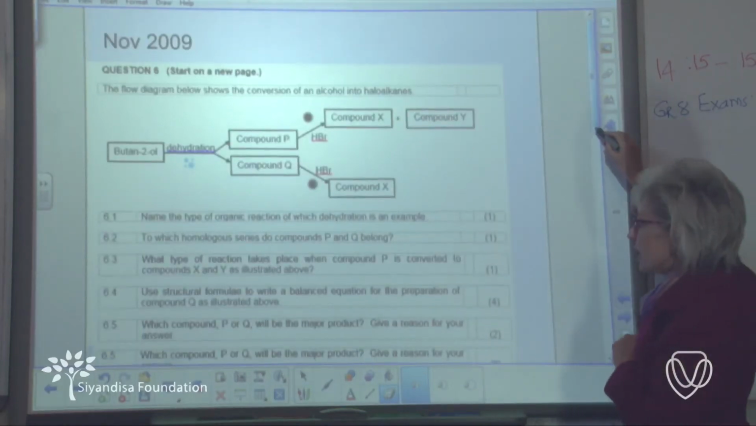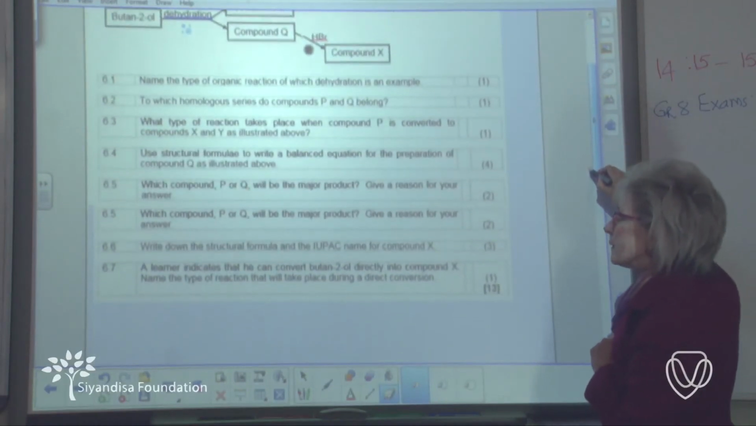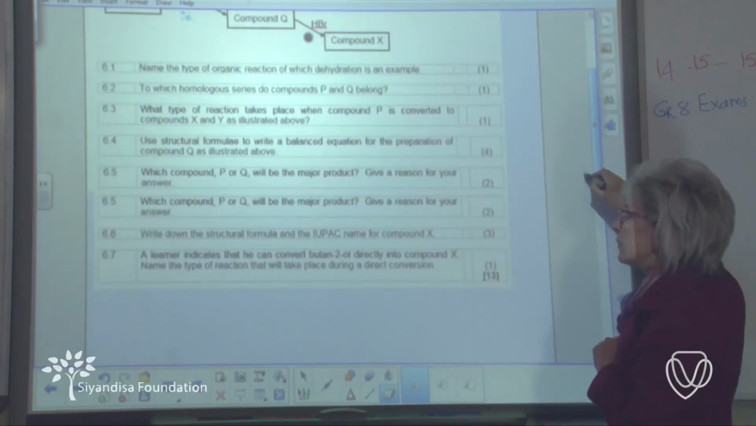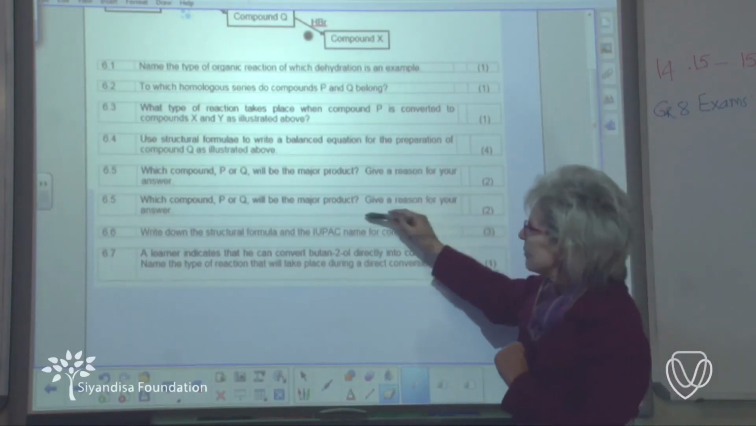Then the next question asks, which compound, P or Q, will be the major product? This is the same question being repeated.